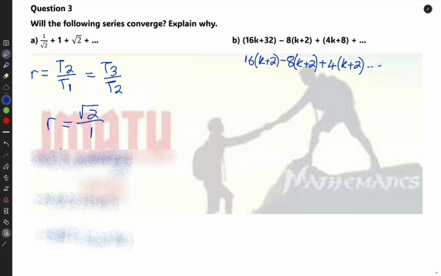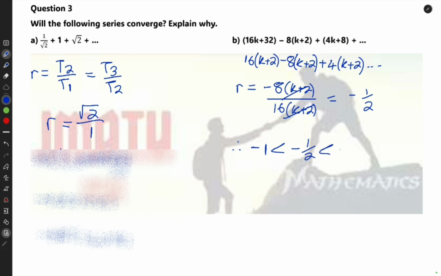So what's happening is the 16, then the minus 8, and then the 4, that changes. The rest doesn't really change. Remember, I'm just interested in r, so I'm going to say r is equal to minus 8 bracket k plus 2 over 16 bracket k plus 2. The brackets cancel, and then that would simplify to minus a half. That is definitely between minus 1 and 1. So therefore, this answer lies between minus 1 and 1, and therefore will converge.